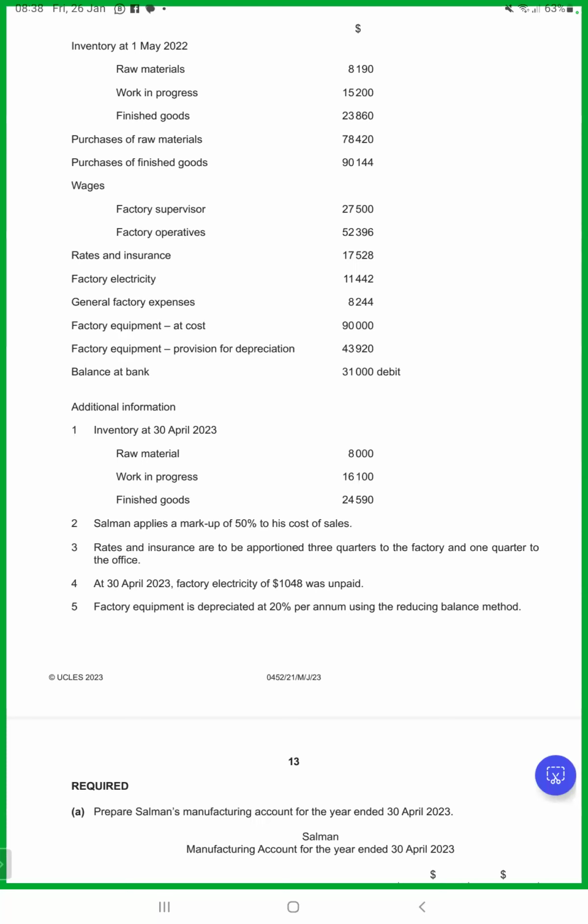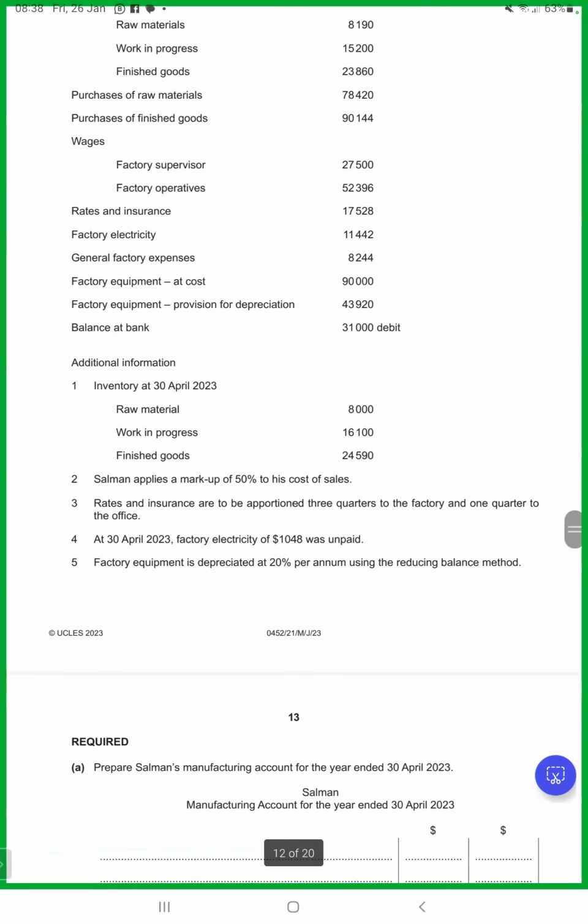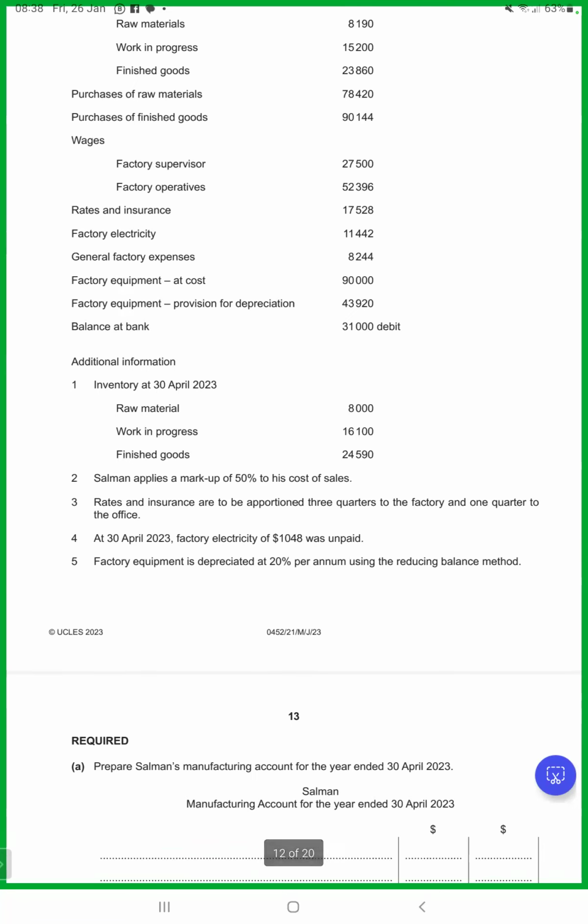And then you are told that this same person applies a 50% markup to his cost of sales. And I will show you that the person just does the 50% of the cost, and the 50% is added to the cost of sales to give you the sales revenue. And the 50% that remains is actually the gross profit. You will see that when we start doing that.